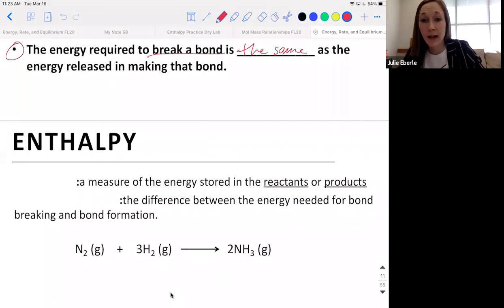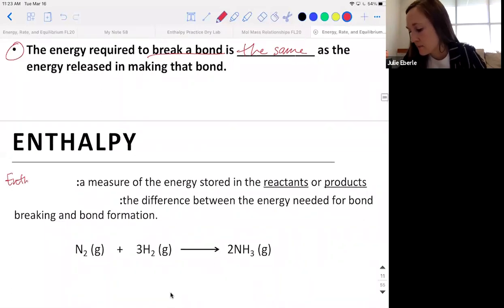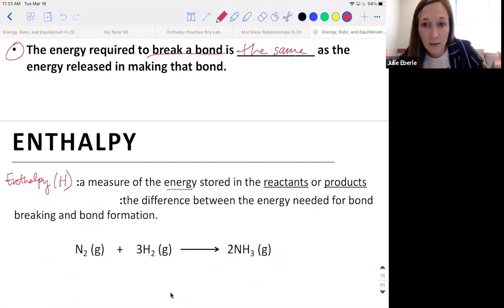All right, so I'm going to define enthalpy now that we've talked all about it. We abbreviate enthalpy with an H. This is the measure of the energy stored in the reactants and the products. It's essentially the sum of the bond dissociation energies for any molecule.